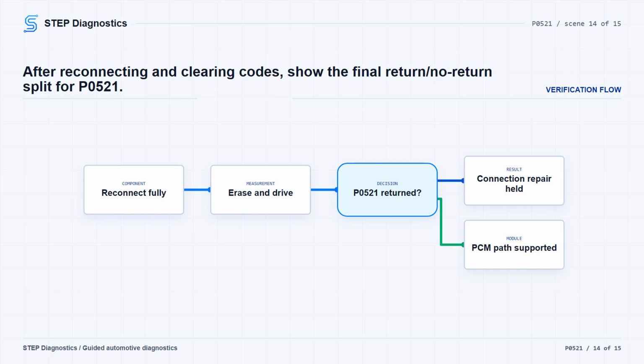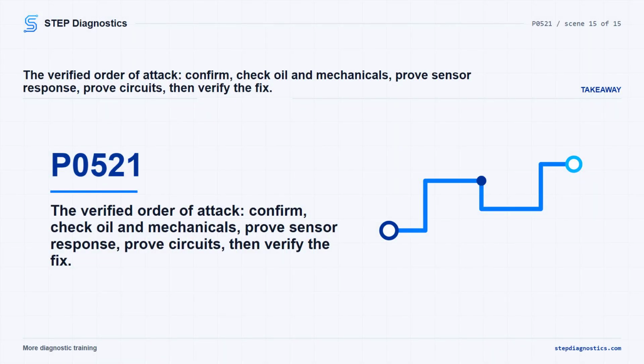If it does return after this path is completed, the diagnostic path supports replacing and programming the PCM, followed by verification. Keep verification separate from the testing. After any repair made during this path, clear the code, run the vehicle under the operating conditions for the monitor, and confirm P0521 stays gone.